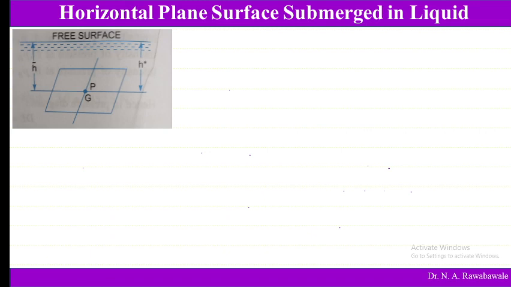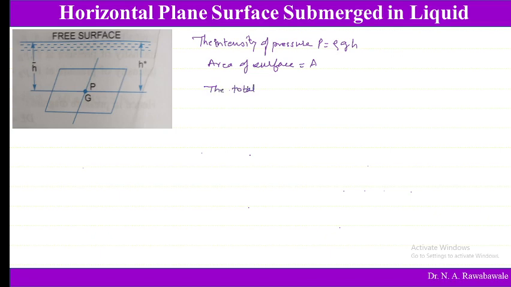As we have seen for the vertical plane, the intensity of pressure over this surface is P equal to rho g h, and the area of surface is A. Therefore, the total force or total pressure on the surface is area into pressure, or pressure intensity.